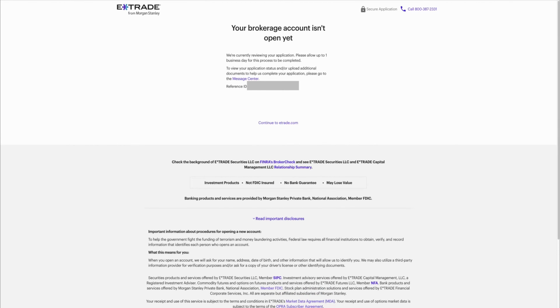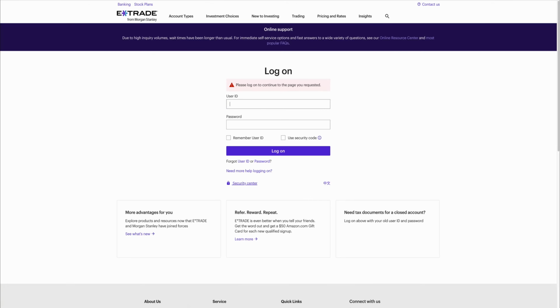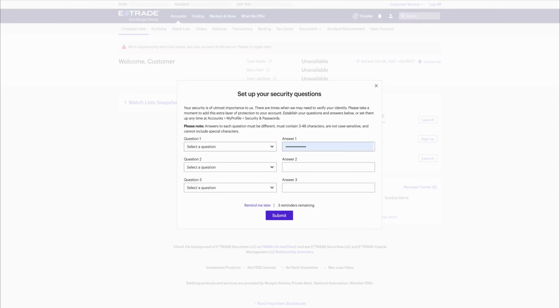We're currently reviewing your application. Please allow up to 1 business day for this process to be completed. Despite that message, you can continue to trade and you can use your credentials to log in. The first time you do, you will be greeted by a pop-up that will ask you to set up your security questions. Feel free to pick your 3 questions and then answer them.